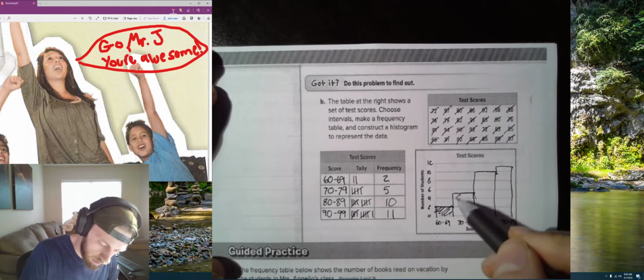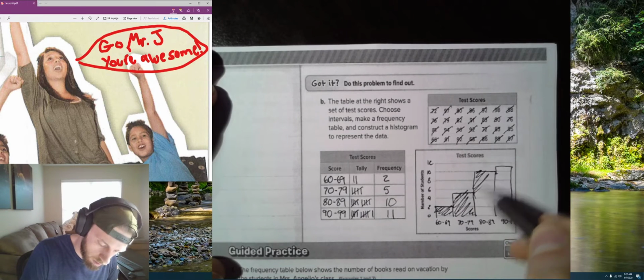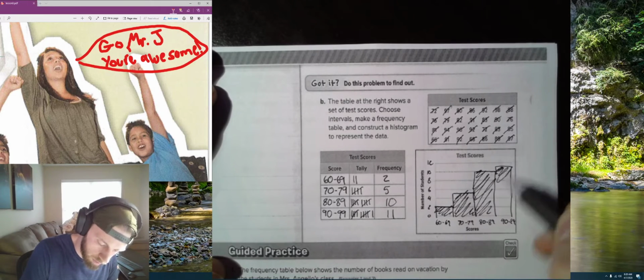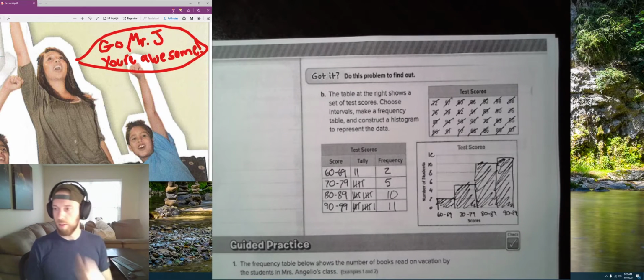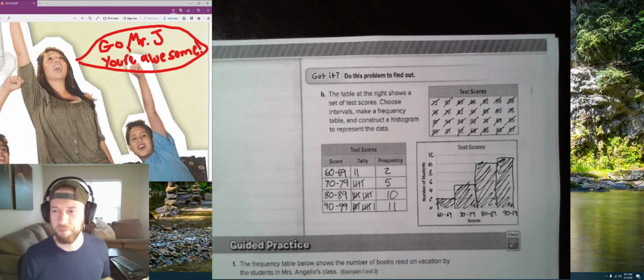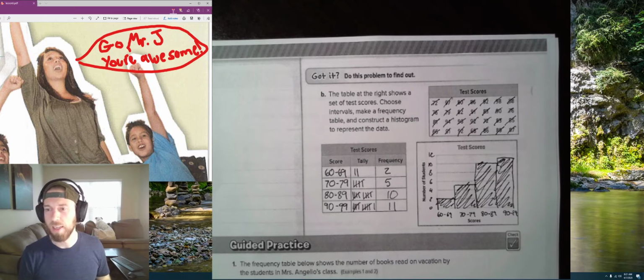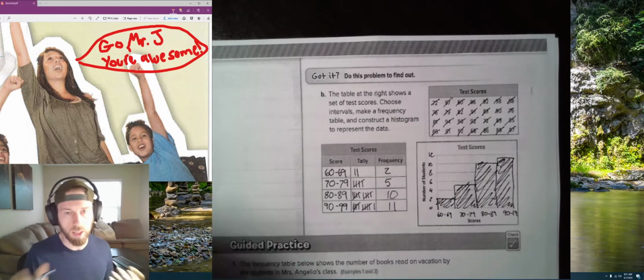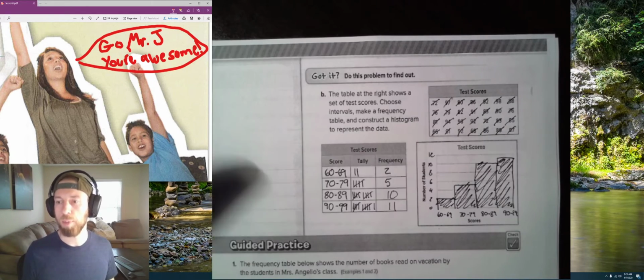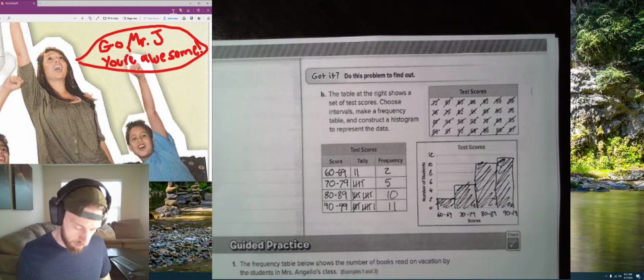And I would suggest filling these bars in. It makes it look a little bit better, a little bit easier to read the data. And we've created a histogram. Okay? That's it, guys. Hopefully this example is going to be it because I don't want to make this video too long. Hopefully this example is good enough for you guys to go back and review.